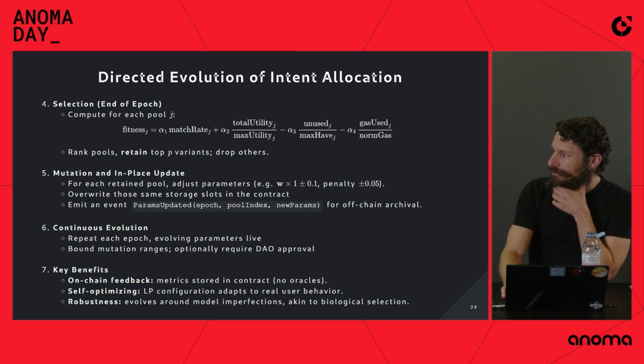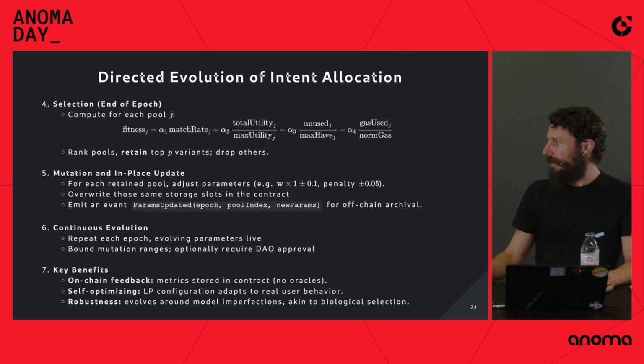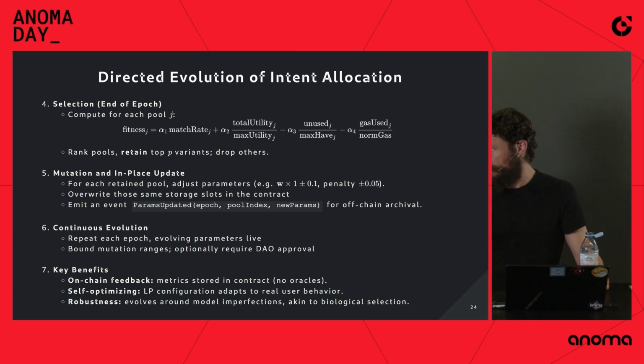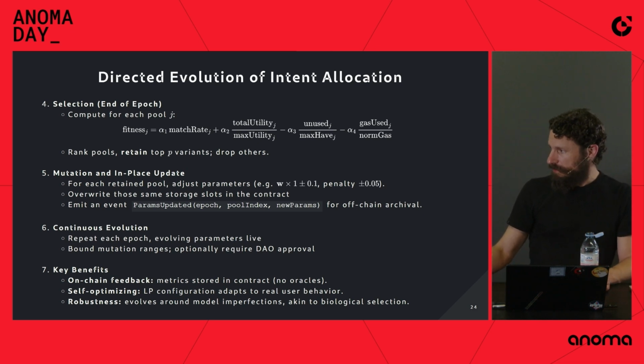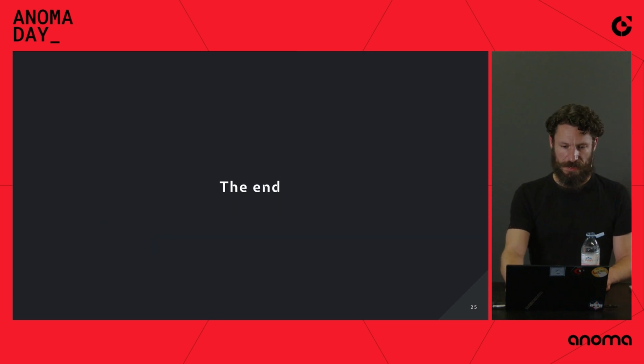The key benefits are that there's on-chain feedback. The metrics can be stored in the contract. We don't need any oracles. It will be self-optimizing. The linear programming configuration adapts to user behavior. So you would have a self-adaptive contract or system, and that provides robustness as well. When the environment changes, the protocol itself will naturally adapt.